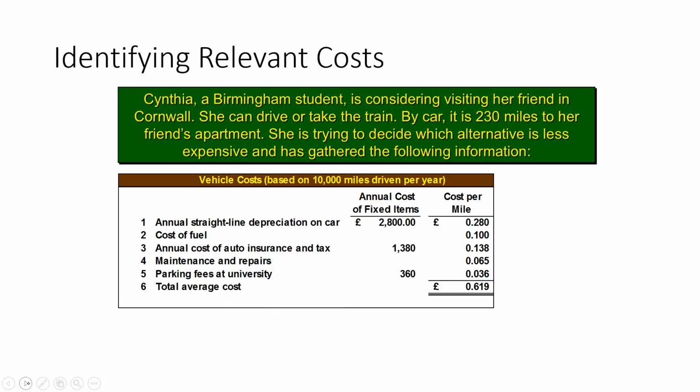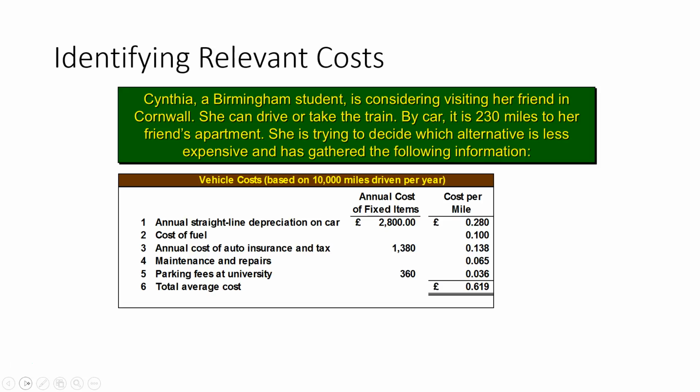So here we have Cynthia, who's a student, and she's going to visit her friend in Cornwall. She can drive or she can take the train. By car, it's 230 miles to her friend's apartment, and she's trying to decide which alternative is less expensive, and she's gathered the following information.